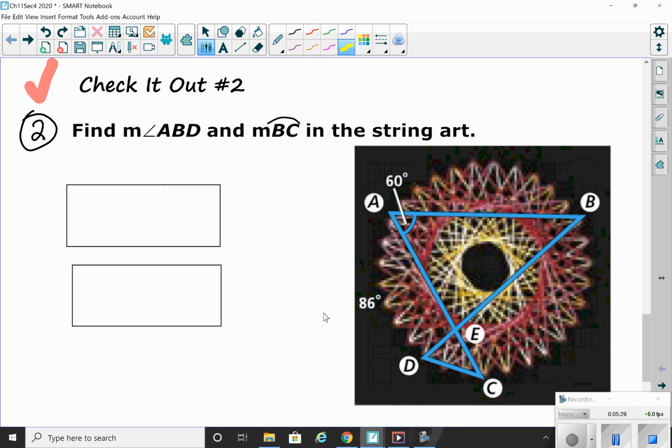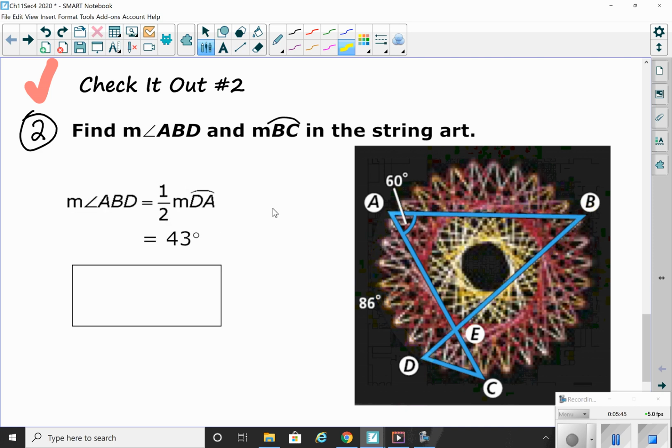It says find the measure of angle ABD. So if we look at our picture, here's angle ABD, and it's across from this arc that's 86. So if I take 86 and cut it in half, I would just get 43. Notice also, there's angle ABD, but then also angle ACD is an inscribed angle across from that same arc. So that angle would also be 43 degrees.